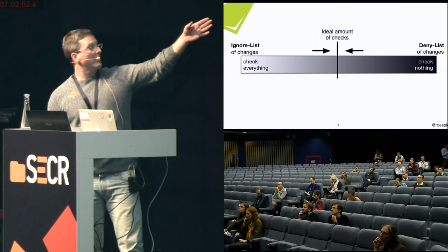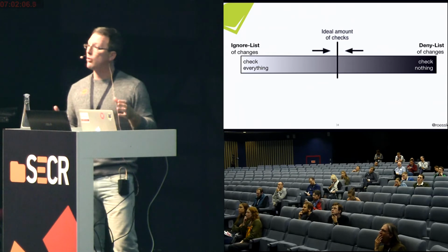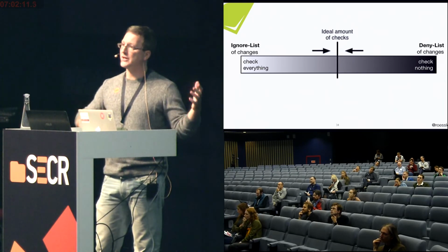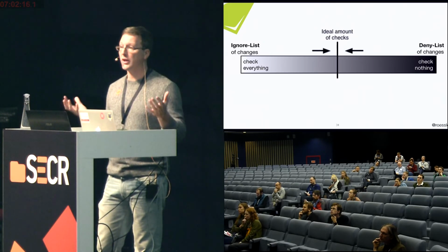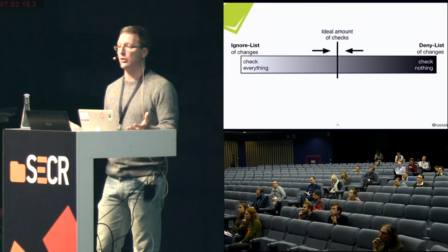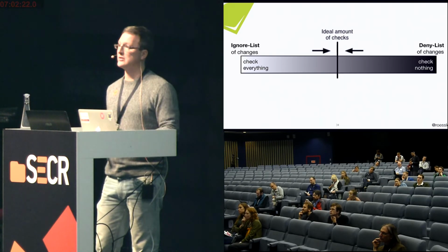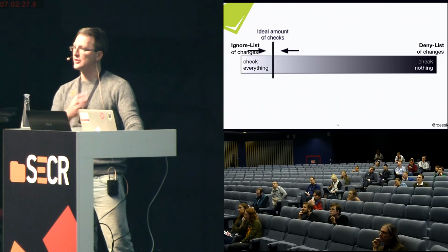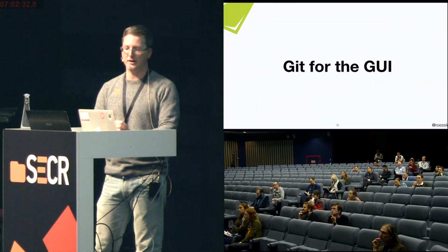So going from the right-hand side, from the deny list, is more risky because you have to put all those assertions there. Going from the left-hand side, on the other hand, you are being shown all the changes that you didn't ignore. So if something unexpected happens, you are being shown it, and then you can decide how you want to handle it. And also in our experience, you usually want to check more rather than less.